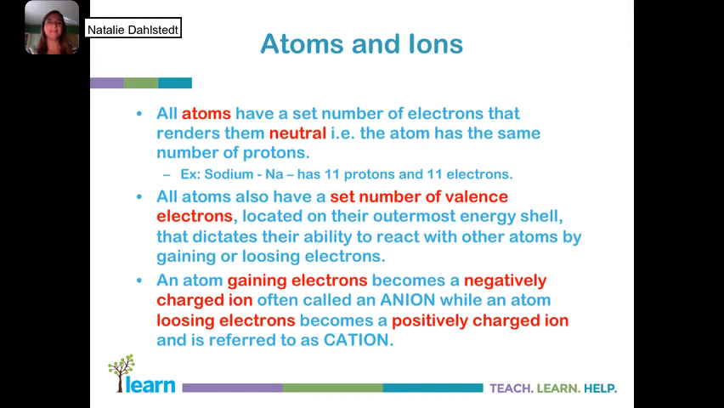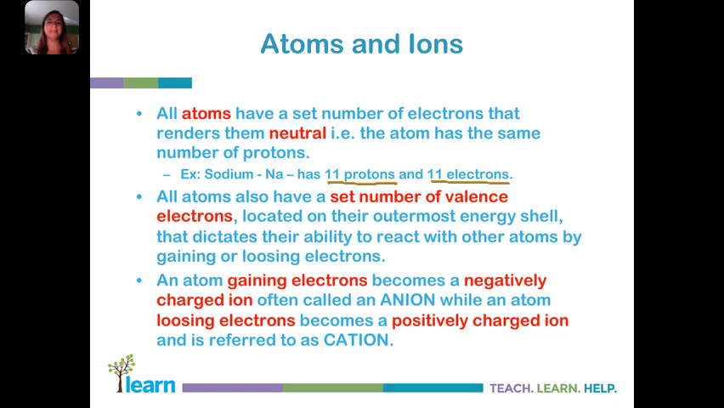All atoms have a set number of electrons and protons that renders them neutral. That is why sodium, with the atomic number 11, has 11 protons that are positively charged and 11 electrons that are negatively charged. Because each electron has a proton, it is therefore neutral. All atoms also have a set number of valence electrons that can be found on the outermost shell. That is where the activity or the bonding happens.